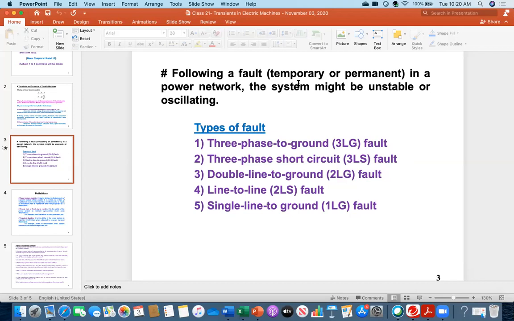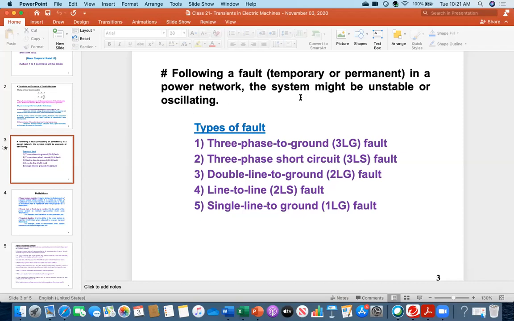But for a temporary fault, suddenly you made a short circuit, or an animal, squirrel or bat, caused some short circuit. That is called a temporary fault. A bird was flying over the lines and it momentarily got short, but then the bird flew away. Or as an engineer, you were working, you made a short circuit, but you realized. So that is called a temporary fault. Whether it is temporary or permanent, the system might be unstable or oscillating.